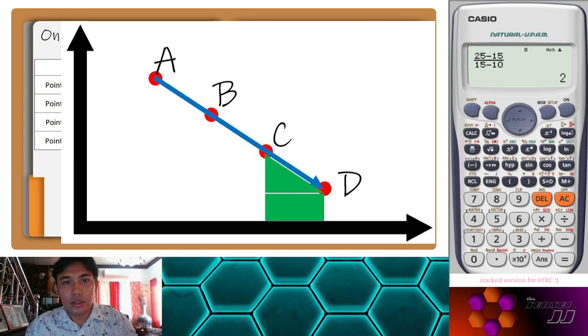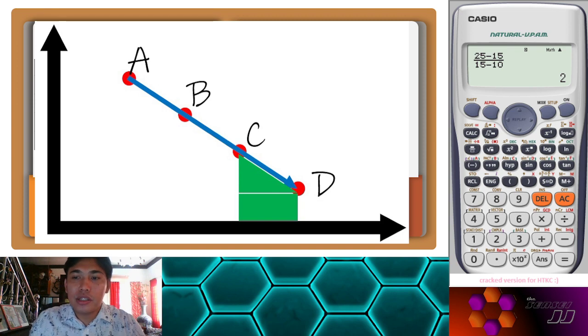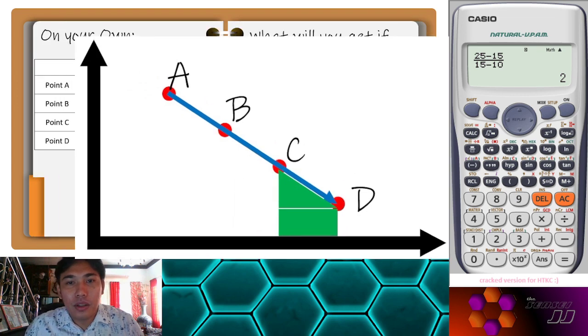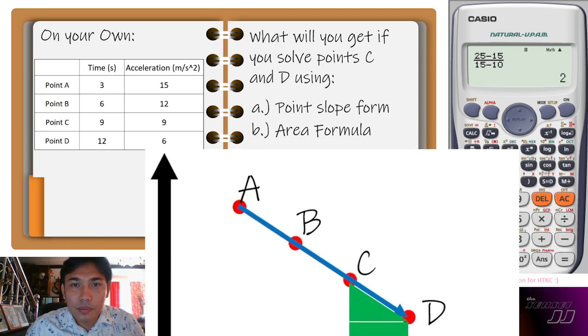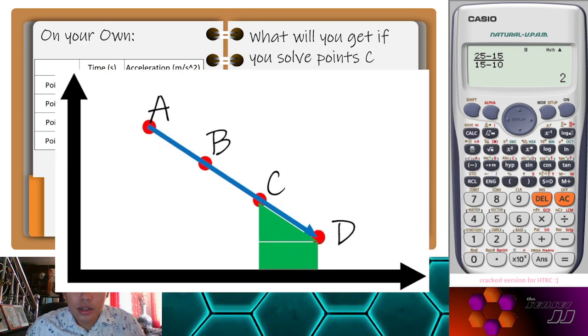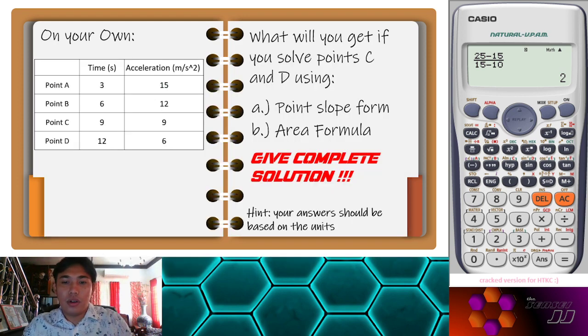So, you see that we have here the picture of our graph for this second set. If you get this, then you're probably correct also. As you can see, we have the green shaded area for our points C and D, where we use the area formula. Here are the answers.